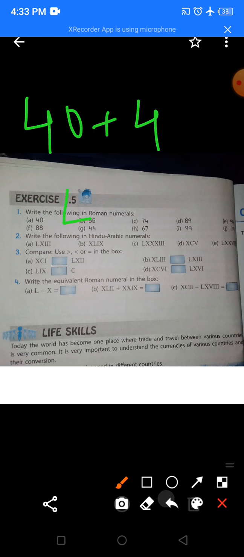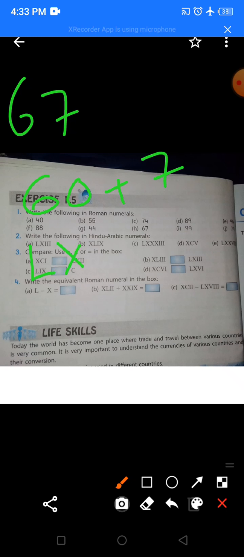Now, read the next question. Question number H. It is 67. How will you write 67? 60 plus 7. How do you write 60? 50 plus 10. And then you add 7. Then you will write it together. Okay. So children, this is 67.